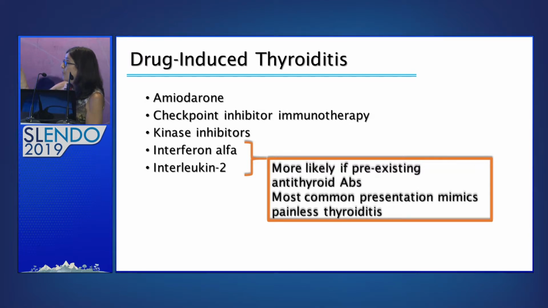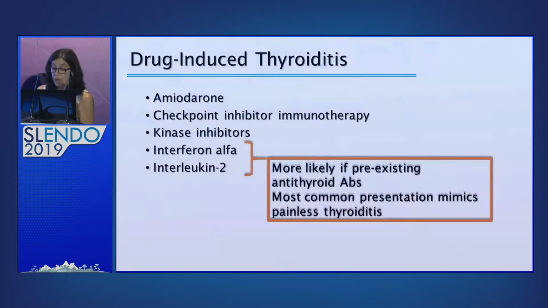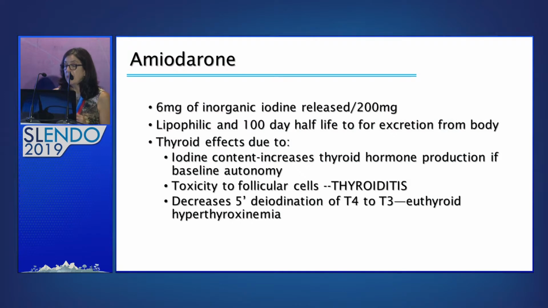So these are the 5 most common categories of drugs that can cause drug-induced thyroid inflammation: amiodarone, checkpoint inhibitor immunotherapy, kinase inhibitors, and the interferon alpha and interleukin 2. It's only with the interferon alpha and interleukin 2 where it's more likely to get thyroiditis if there's pre-existing autoimmunity. And the presentation is exactly like painless thyroiditis, a transient thyrotoxicosis that can then lead to transient or sometimes permanent hypothyroidism. But I'd like to focus on amiodarone.